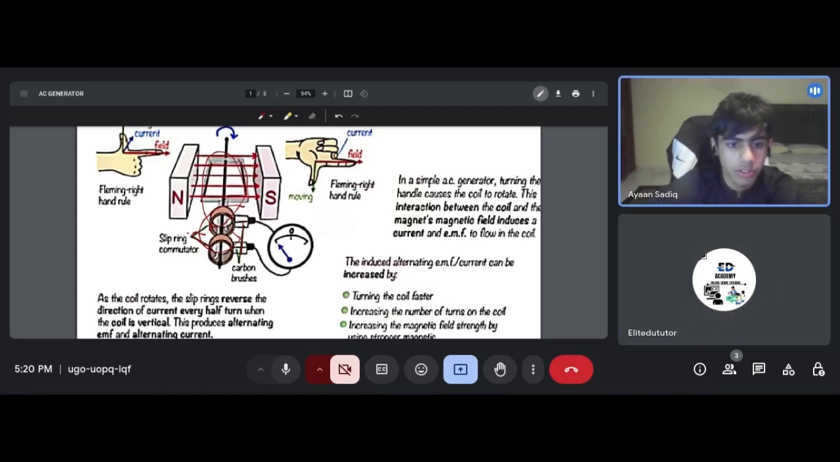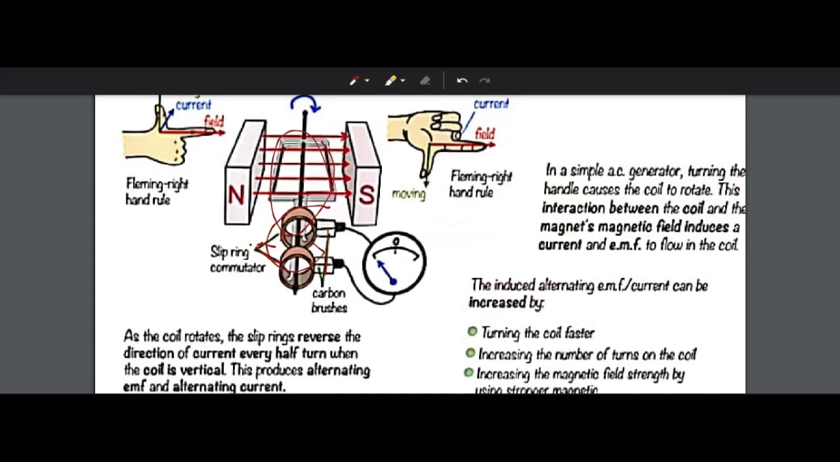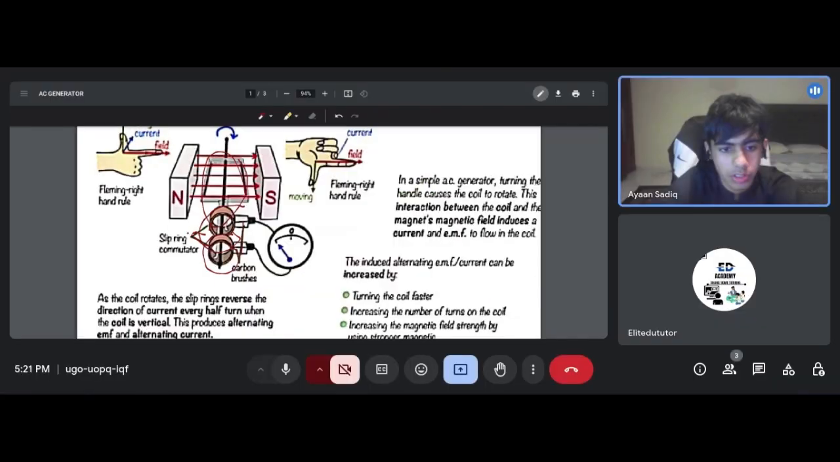How so, the current produced larger? If I increase the turning, if I increase the rotation of these carbon brushes and the slip ring commutator, they will continuously increase their speed. In that way, the current will increase and be produced larger, because I increase the speed of the coil.